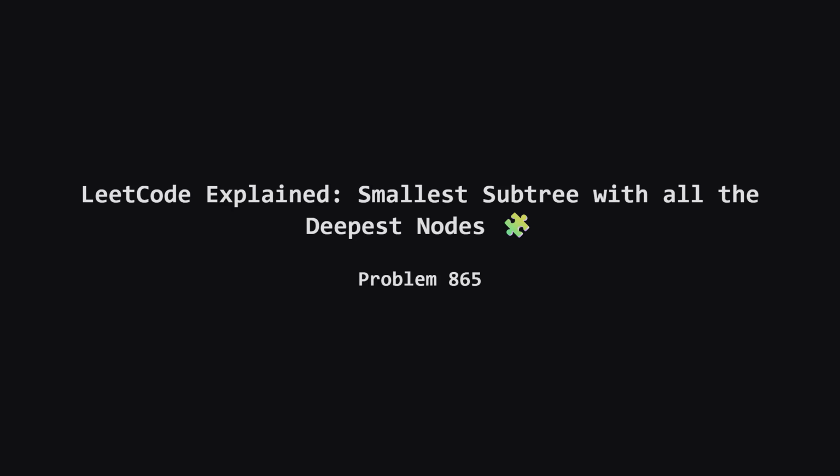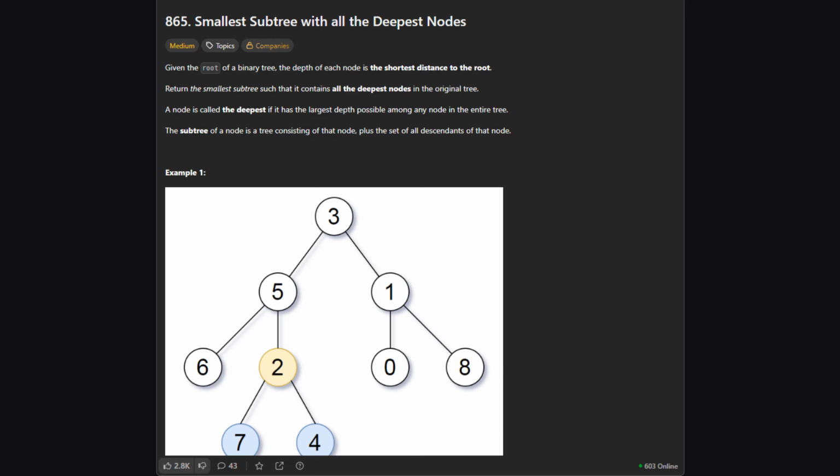Hello everyone, welcome back. Today we're tackling Leetcode problem 865, smallest subtree with all the deepest nodes. This is a medium problem that really tests your understanding of tree traversals and recursion. It might sound a bit complicated at first, but we'll break it down step by step until the solution becomes obvious. Let's get started. First, let's understand what the problem is asking.